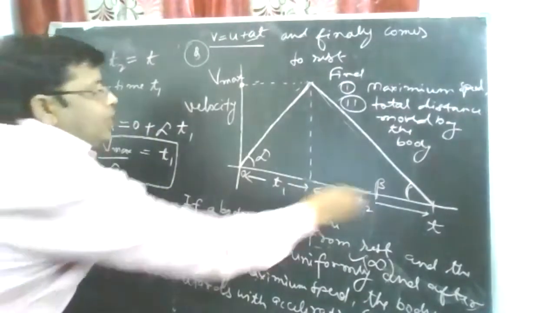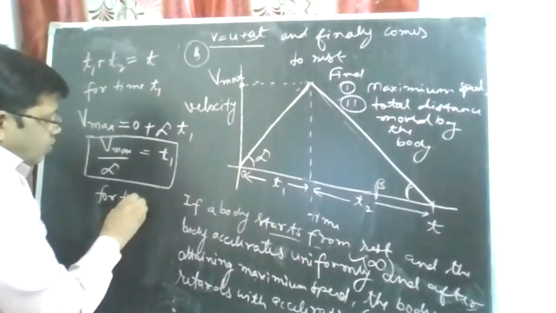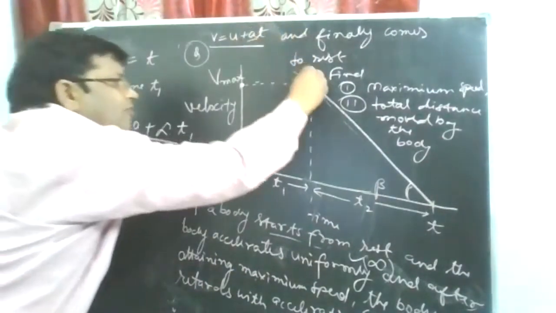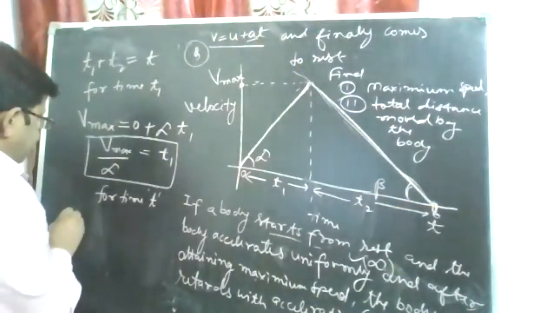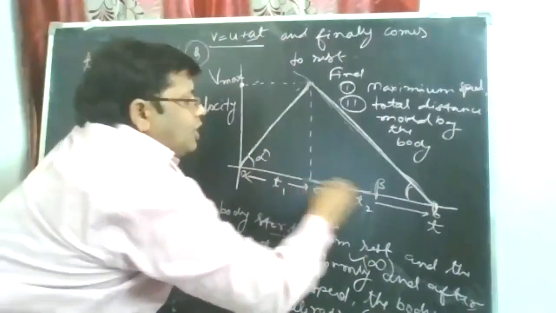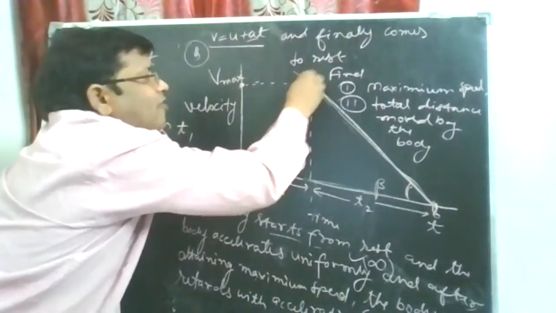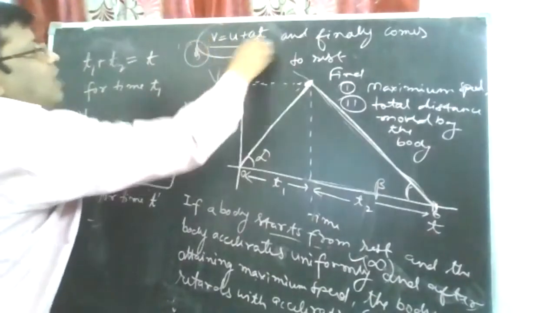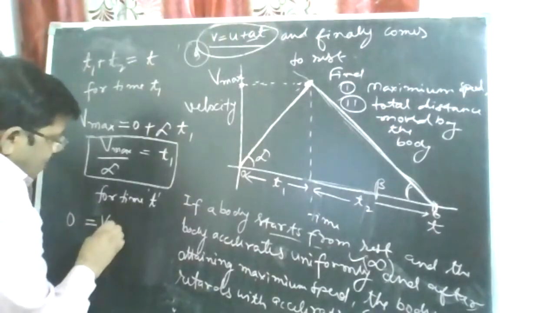Beta, for the time interval t2, what is the final velocity? 0. Final velocity is 0. For the time interval t2, see the graph starts from here. What is the initial velocity? Beta, v maximum. In the formula v equals u plus at, what is the initial velocity? v maximum.